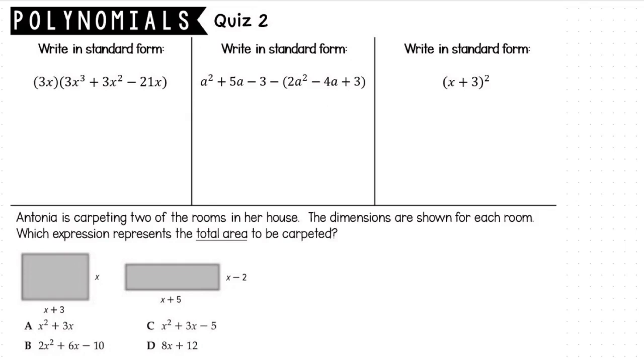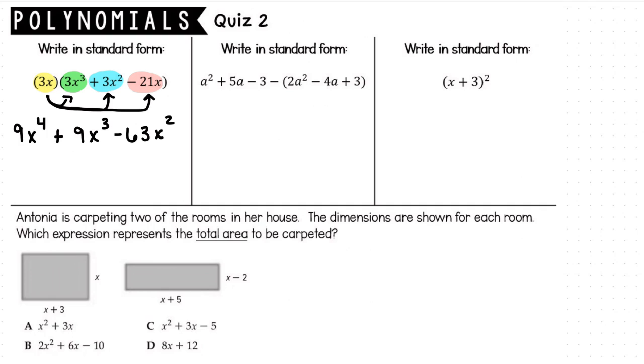In question number 1, we're multiplying a monomial by a trinomial. In yellow, the factor 3x is multiplied first by the green factor 3x to the third. This results in 9x to the fourth power. Next, 3x times 3x squared results in 9x to the third power. Last, 3x times negative 21x results in negative 63x squared.